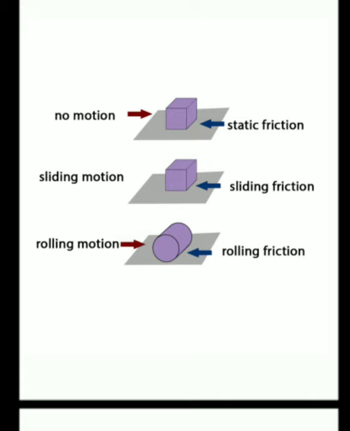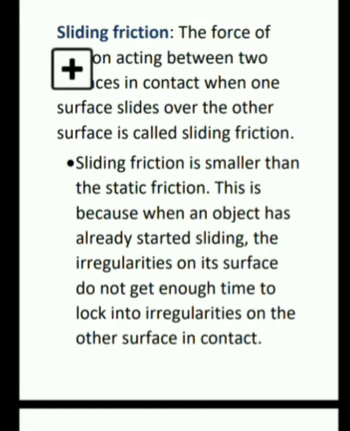then the motion between these two surfaces, or the relative motion between these two surfaces, is opposed by the friction called sliding friction. As you can see on the screen, the force of friction acting between two surfaces in contact when one surface slides over the other surface is called sliding friction.